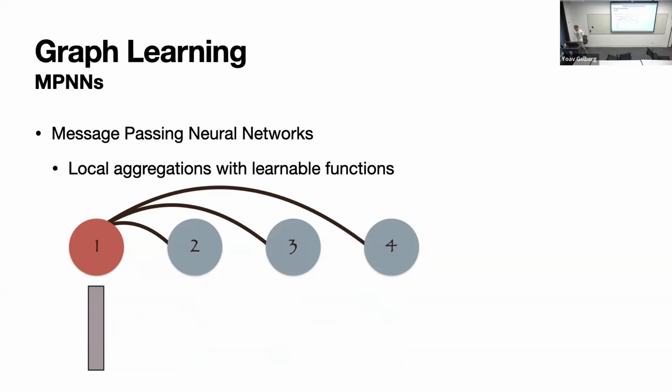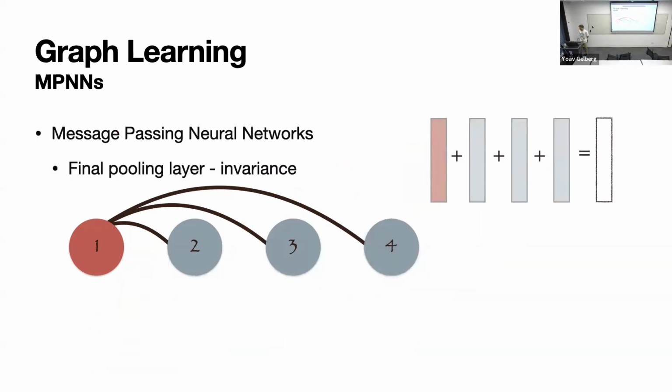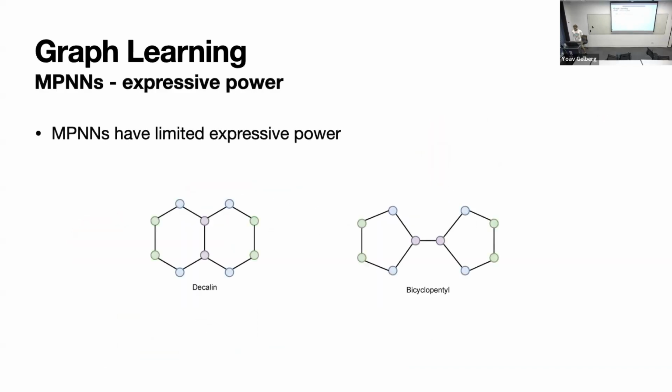We do this again and again to get final node representations, and then to get a graph level representation, we aggregate these by some pooling layer, which is typically a sum or an average of those final node representations. So those MPNNs are very efficient and they work pretty well, but they do have some limitations.